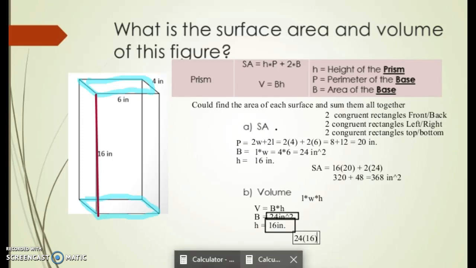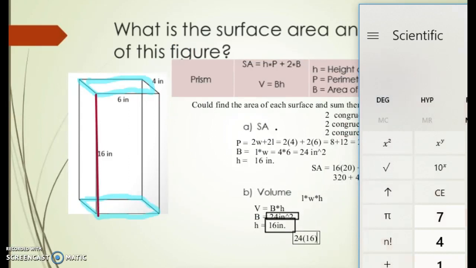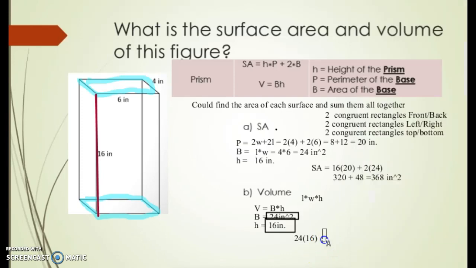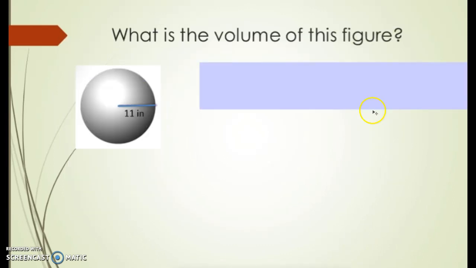And you think I would remember that, and I don't. 384 inches cubed. All right, so that is a rectangular prism. All right, two more actually.